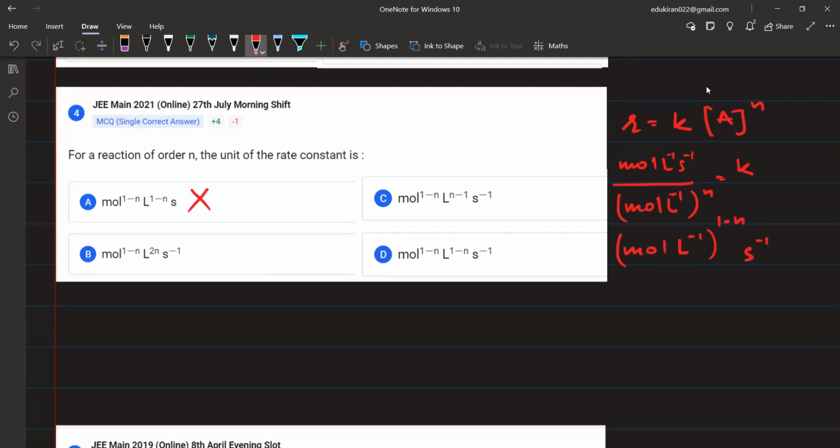Let us move on. Now mole will be to the power 1 into 1 minus N, so it will be 1 minus N. Liter to the power -1 into 1 gives -1, and -1 into N gives plus N. So it will be liter to the power N minus 1, second inverse. So this is also not right. 1 minus N, N minus 1 second inverse. Yes, C is correct.